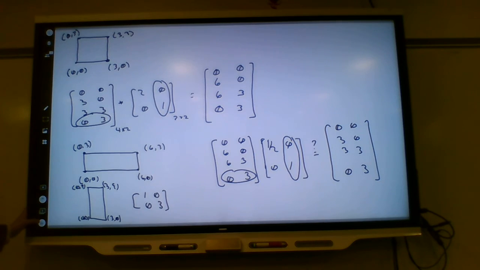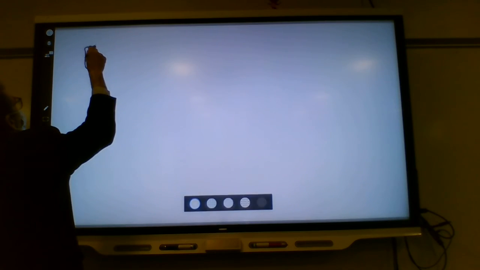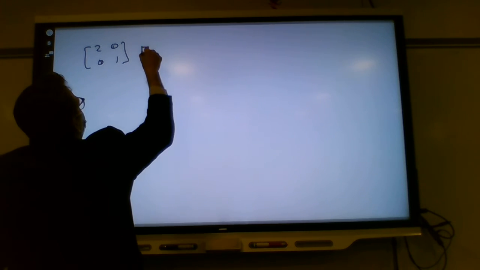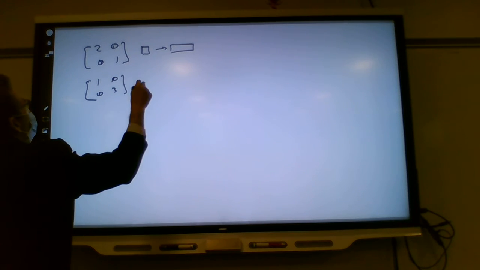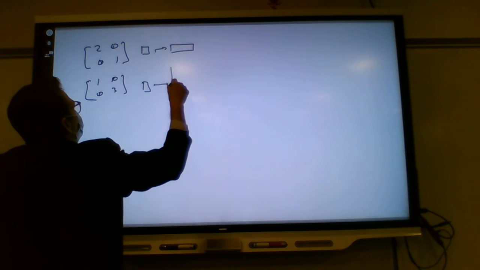All right. So this will scale the x by 2, and it turns our square into that, not to scale. This would turn our square into this. It's not a square, though, so it's closer. Anyway, what if I wanted to do both?